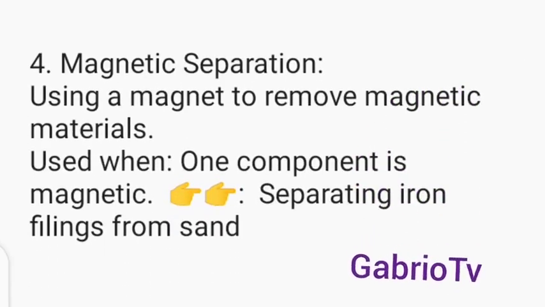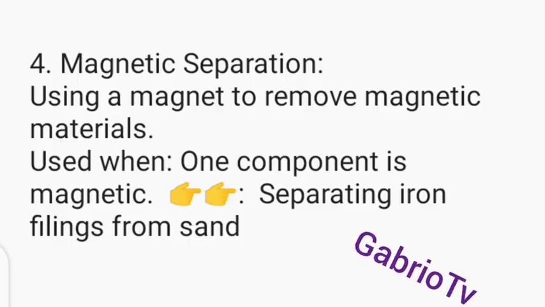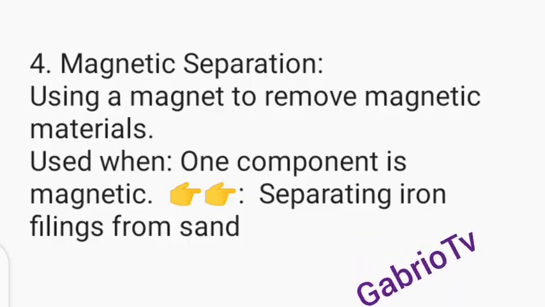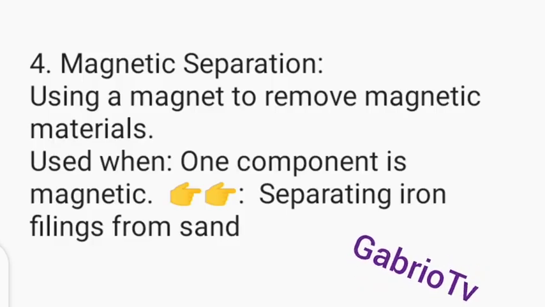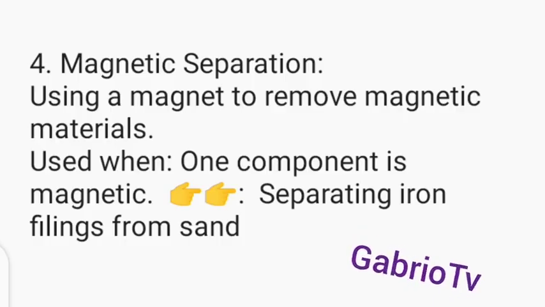Then magnetic separation. Magnetic separation is just straightforward, because it uses a magnet to remove magnetic material. Probably one component is magnetic and the second component is non-magnetic. Then the magnetic one gets attracted to the magnet, while the other remains. For example, it is used to separate iron filings from sand.